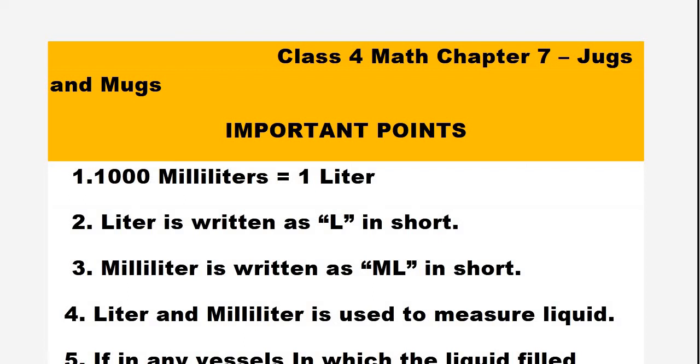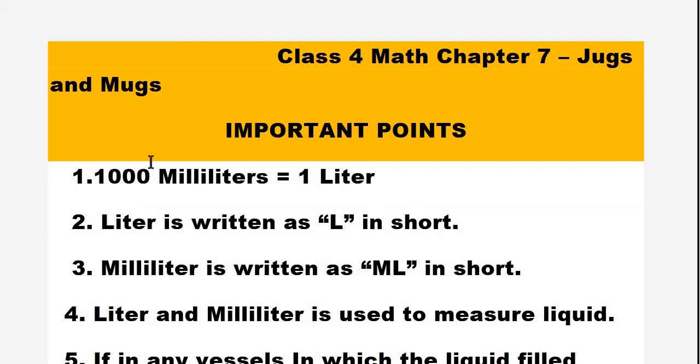Today, let us start the revision of chapter number 7. Students, chapter number 1 to 6 revision is already over. Now let us start the chapter number 7 revision, Jugs and Mugs. First of all, important points.